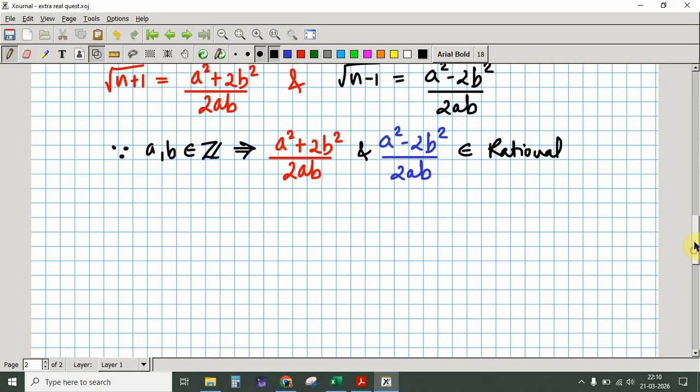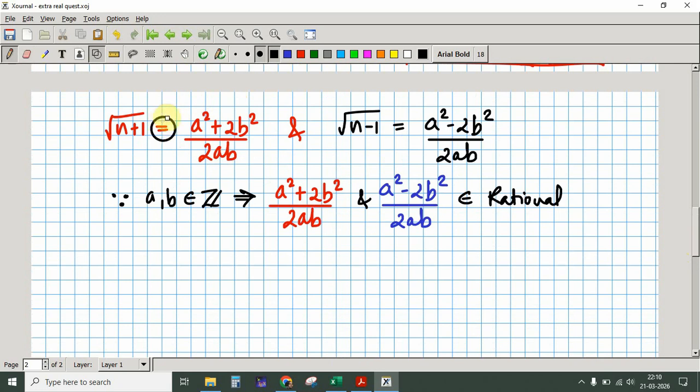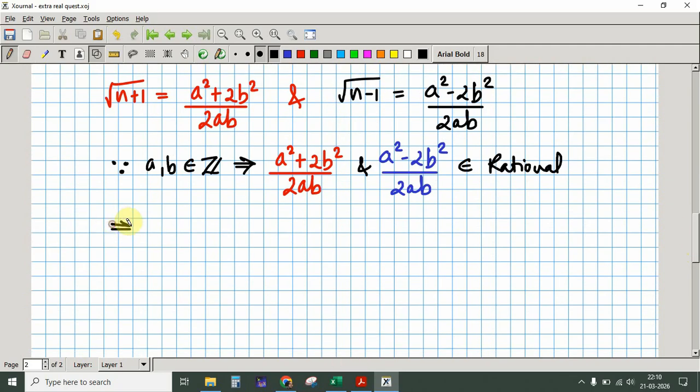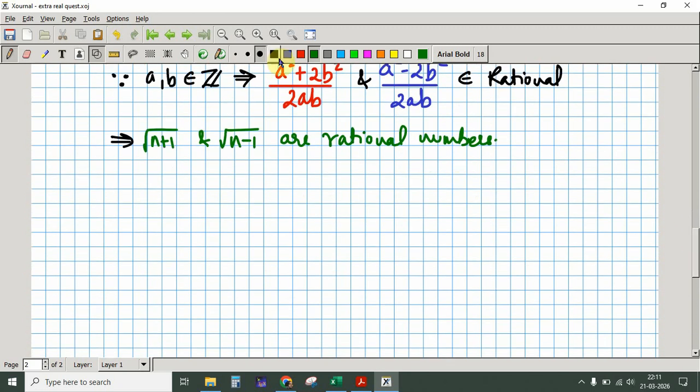Okay. So this is rational and there is an equal sign in between, so this also has to be rational. This is rational, this is equal to it, so this also has to be rational. Which implies square root of n plus 1 and square root of n minus 1 are rational numbers. Okay. So now which point do we have to recall here? This one. If we write any number under the square root, is it irrational or rational?